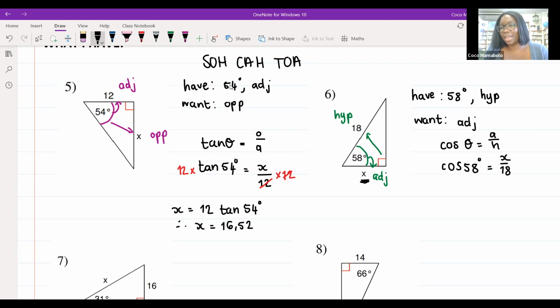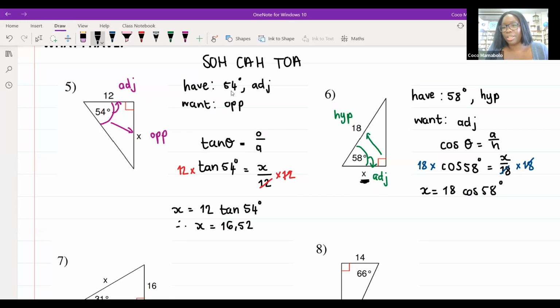How do I get rid of this 18? Times 18. Good. And if I times 18 on the right-hand side, you need to times on the left-hand side. Excellent. That's it. I times on the left-hand side as well. So my 18s will cancel. So I'm going to write X is equal to 18 times cos of 58 degrees.